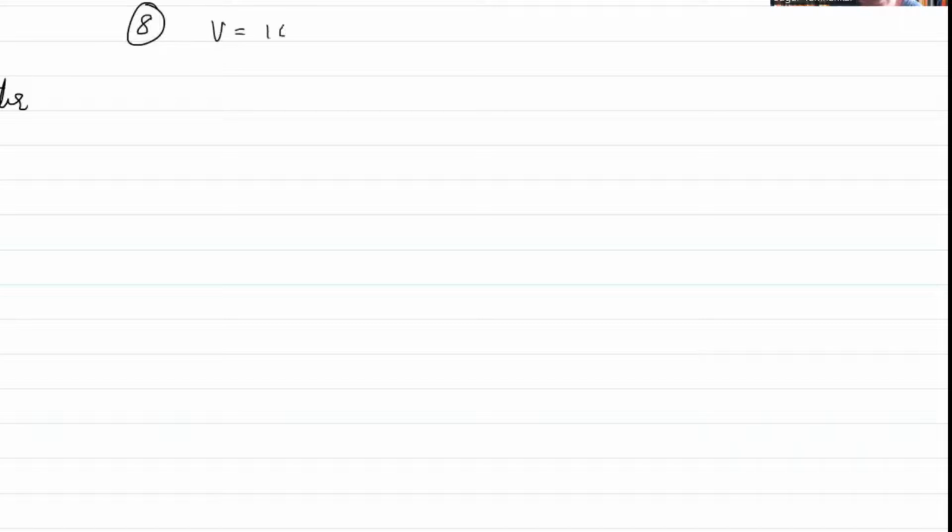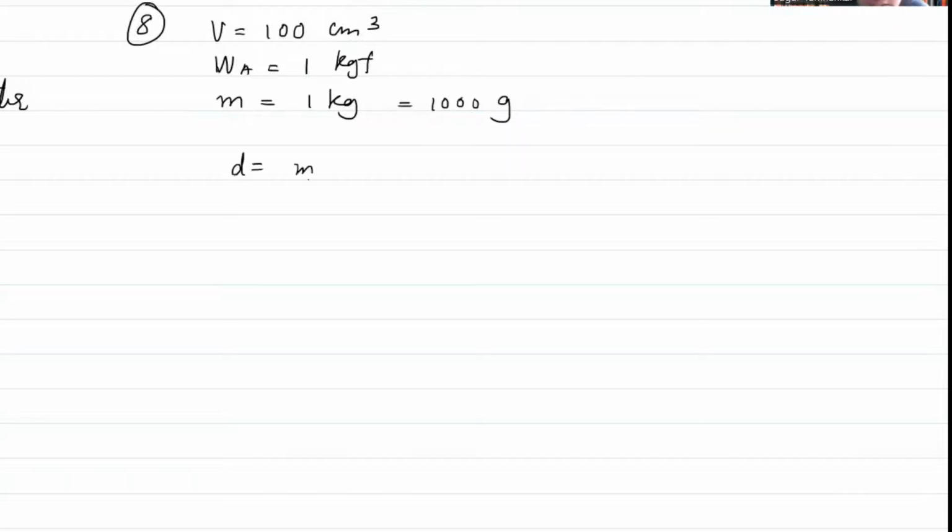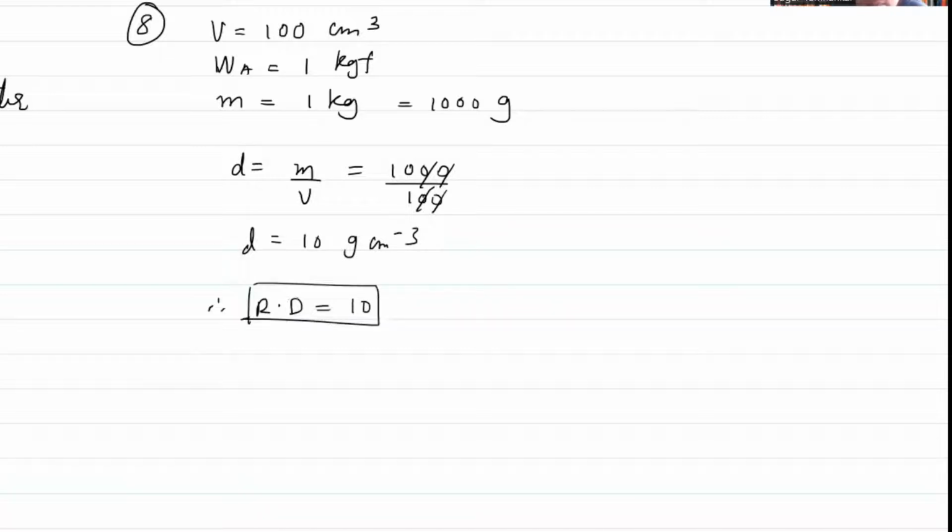Volume is given 100 centimeter cube. Weight in air is given to be 1 kgf. So therefore mass will be 1 kilogram. That will be 1000 grams. Density is mass upon volume. So that is 1000 gram upon 100 centimeter cube. So density is 10 gram per centimeter cube. Therefore relative density is 10.